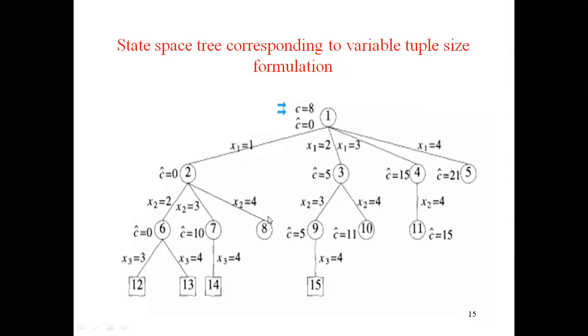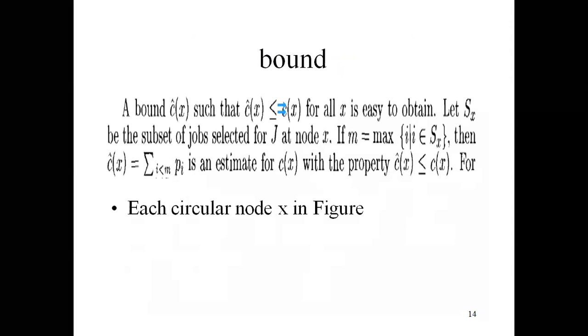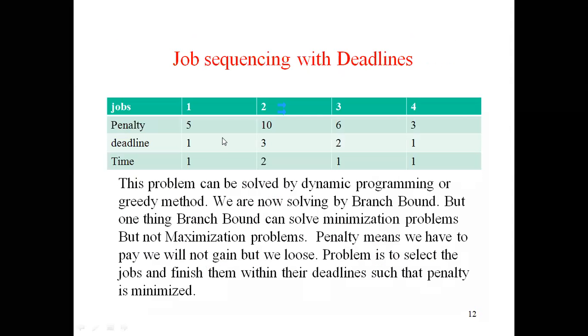Say at node 3, you can consider C cap penalty is equal to 5. Upper value: except the second job, take the penalties of all the remaining jobs. In the table, except job 2, take the penalties of remaining jobs, 5 plus 6 plus 3, that is equal to 14. 14 is less than 19. Already we got the upper. Now you are updating the upper value, that is 14.